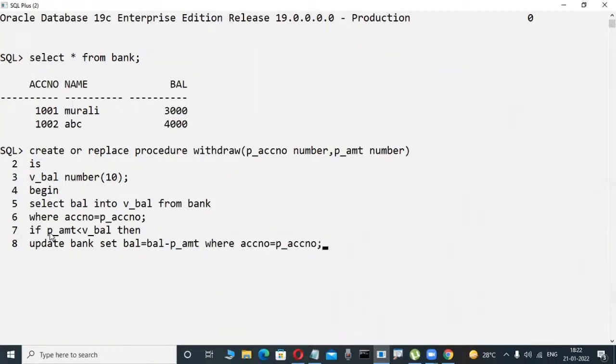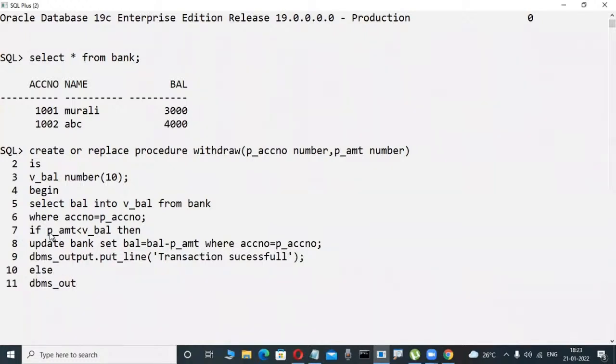Here I am writing some message, like in Java. Some messages I try to display: your transaction is successful. Don't worry about this one, just observe it here. Else, simple coding, some coding is there.